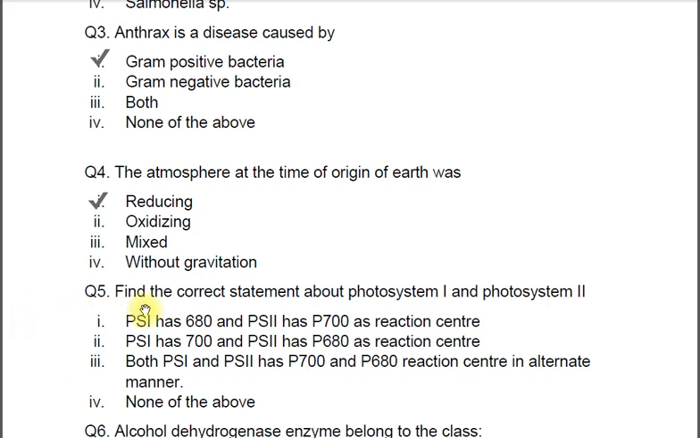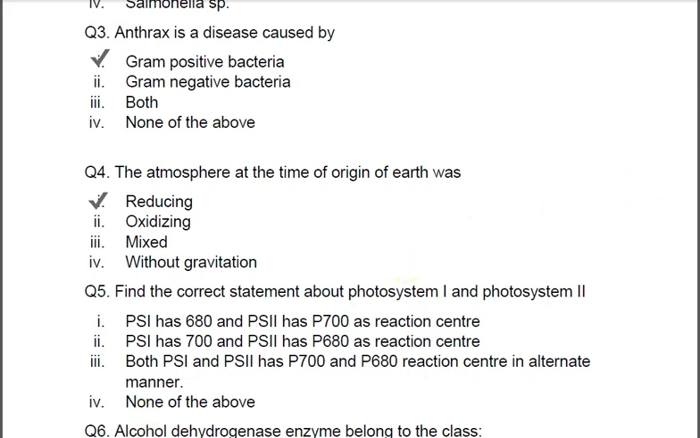Question number 5. Find the correct statement about photosystem 1 and photosystem 2. So this question is related to photosynthesis. The options are, option 1, PS1 has P680 and PS2 has P700 as reaction center. Option 2, PS1 has P700 and PS2 has P680 as reaction center. Option 3, both PS1 and PS2 have P700 and P680 reaction center in alternate manner. 4th, none of the above.